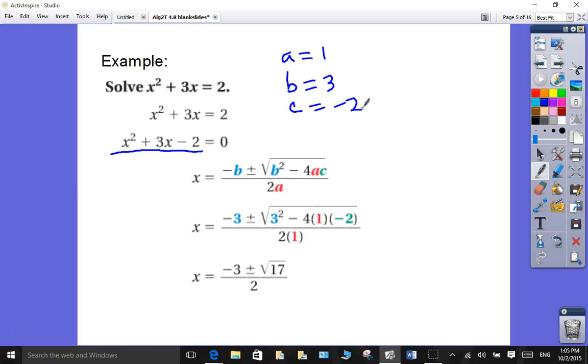Can you simplify that anymore? Can you simplify the square root of 17? It's a prime number. No, you can't simplify it. That's it. Done. That is the way usually you'll see the answers, right? They would not turn that into a decimal. That's the way you'd be looking for the answer.